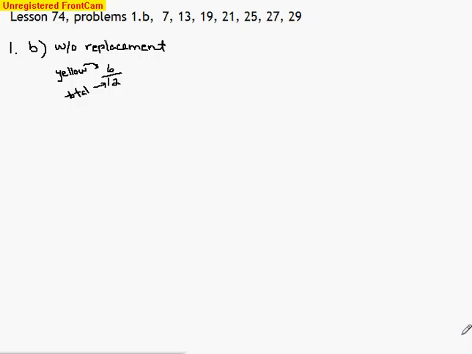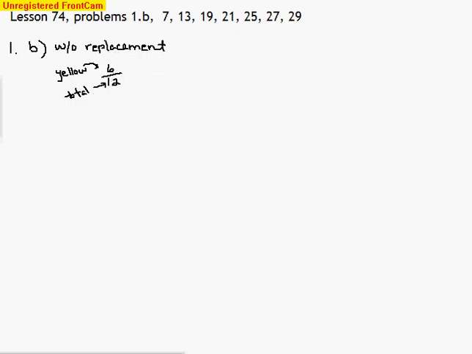The first one was with replacement, so I'm taking you got that. It would just be 6 over 12 times 6 over 12. Without replacement is a little bit different, and this one's a little trickier than the ones we did in class. So you can see there without replacement, the first one, if you're supposed to pick a yellow one, there's 6 yellow ones. So you have the total number of yellow ones over the total number of marbles. So it would be 6 over 12.